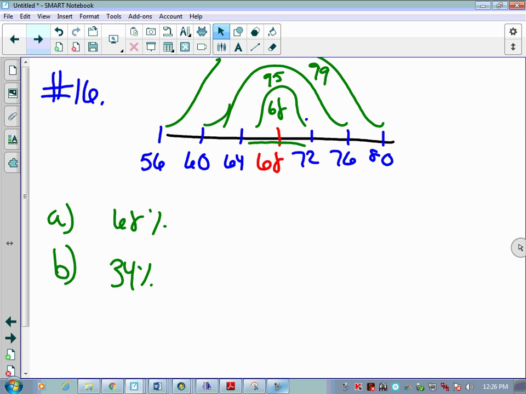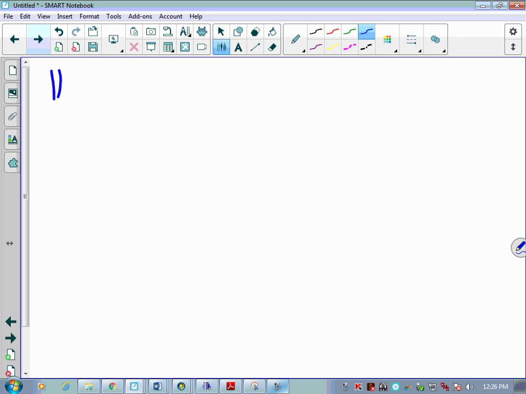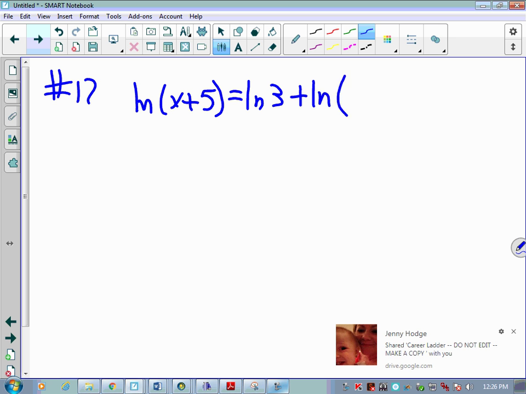All right. Number 17, solve for x. We've got natural log of x plus 5 equals natural log of 3 plus natural log of x minus 5.